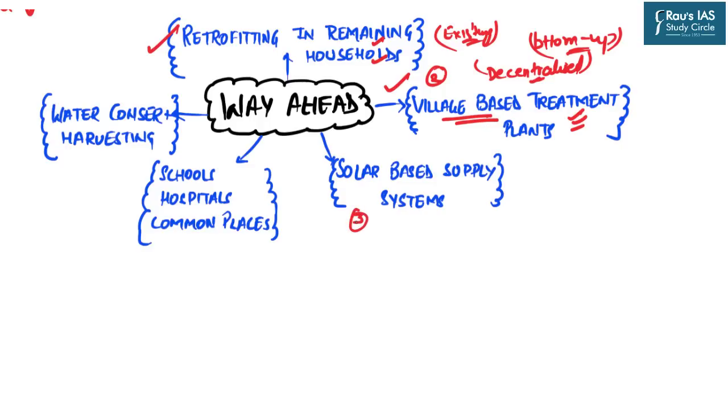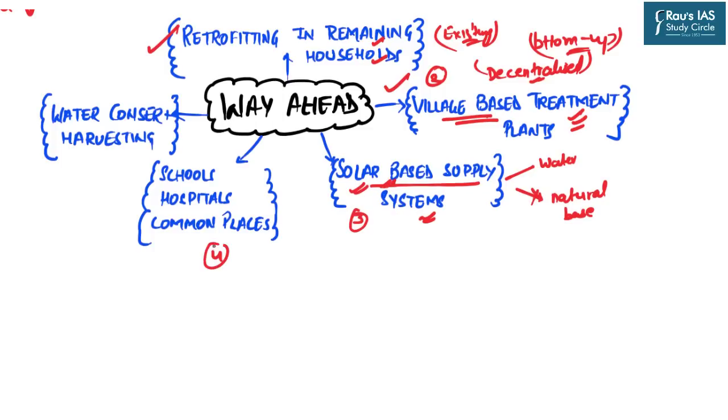The third important thing is that there are certain areas where we have plenty of solar energy. In those areas, we must focus on solar based supply systems. We must not consume a lot of energy from conventional sources to pump up the water and supply it to rural areas. Because then, on one hand, we will be providing water to the population, but on the other hand, we will be deteriorating our natural resource base. So that is why solar based supply systems must be worked upon.